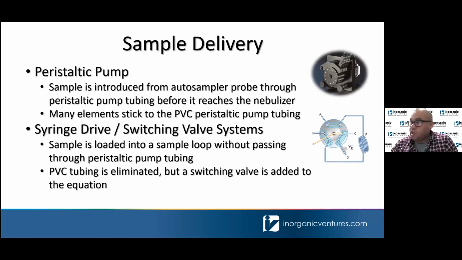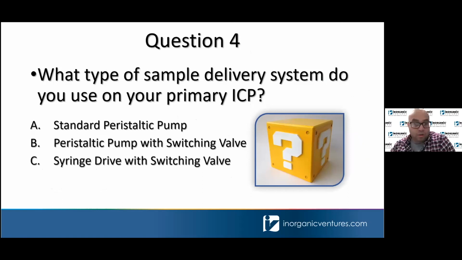Sticking with the introduction system, when we talk about sample delivery, there are generally two routes used to get the sample into the spray chamber and ultimately into the nebulizer. Peristaltic pump, where the sample is introduced from an auto-sampler probe through peristaltic pump tubing before it reaches the spray chamber. We've seen a number of different elements that can stick to the PVC peristaltic pump tubing. Alternatively, there are syringe or direct drives that have switching valves. It gets rid of the issue with the PVC tubing, although you introduce another avenue, which is the switching valve. You need to keep that clean and properly maintained so you don't have issues with any elements sticking to whatever material the switching valve is made of. You could make an argument for either, but both have their positives and negatives.